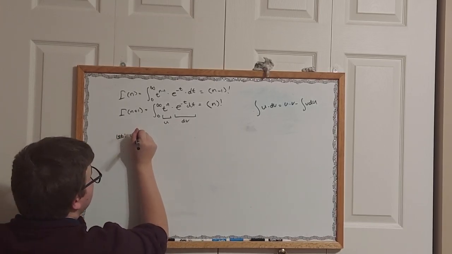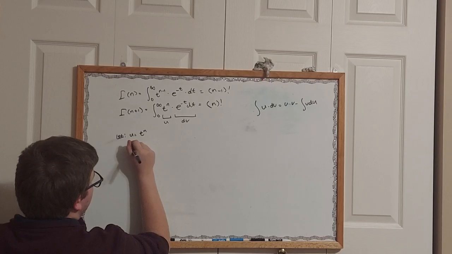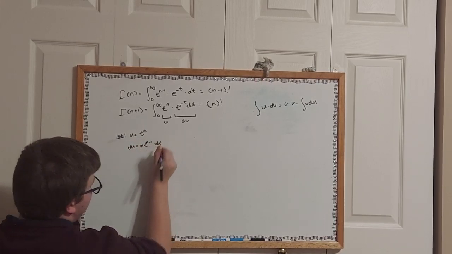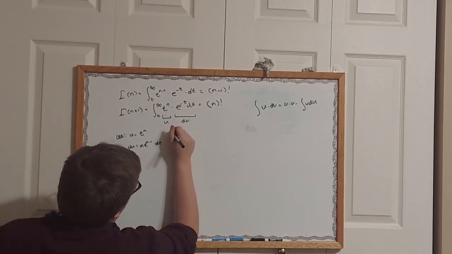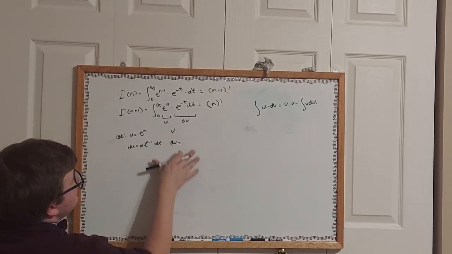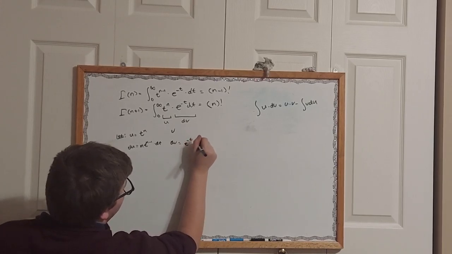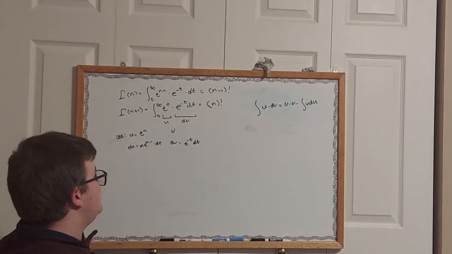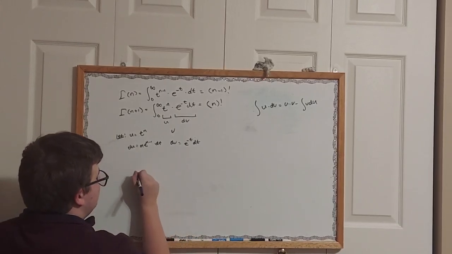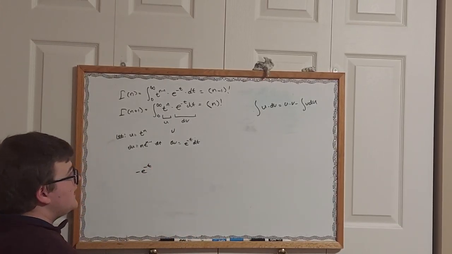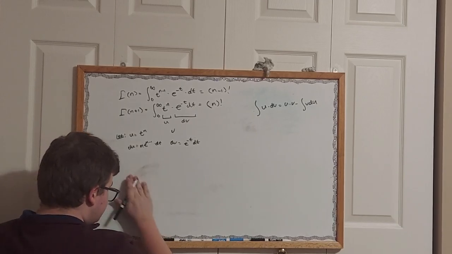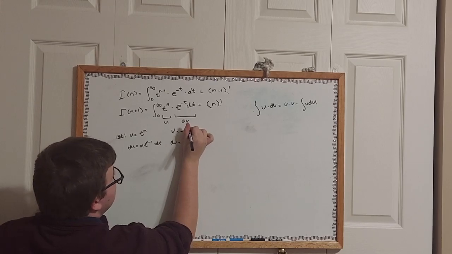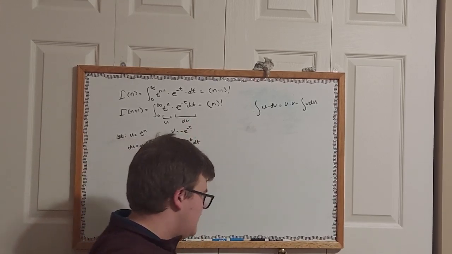Let u equal t to the n, which means that du is nothing but n t to the n minus 1 dt, right? Power rule, very simple. And then we have v and our dv. Now dv is nothing but e to the negative t dt. The antiderivative of this is going to be negative e to the negative t, and I'll show that here in a minute. So v is just equal to negative e to the negative t, right?